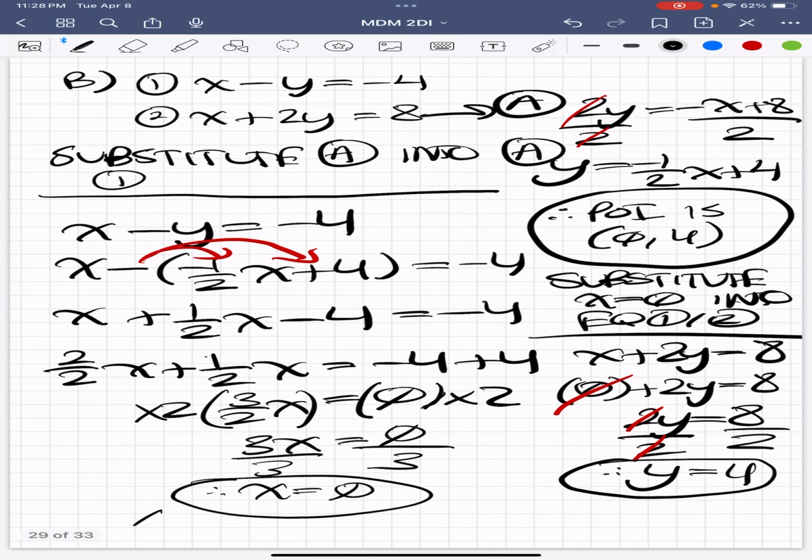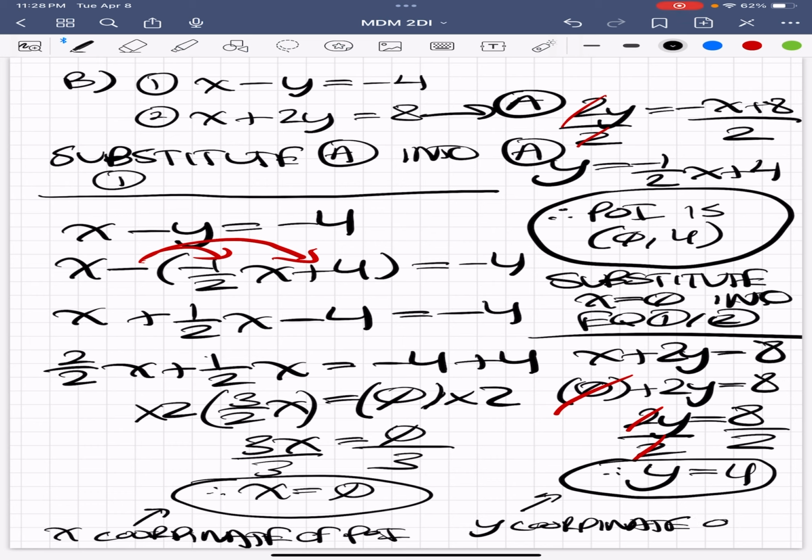And then we will label the x coordinate of POI, and then we have our y coordinate of POI. There we go.